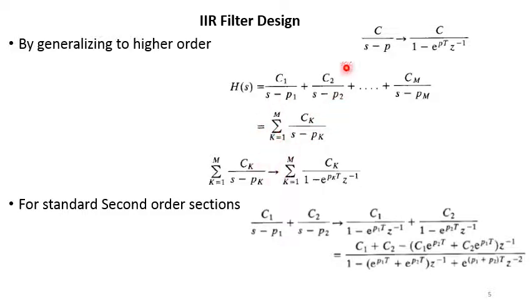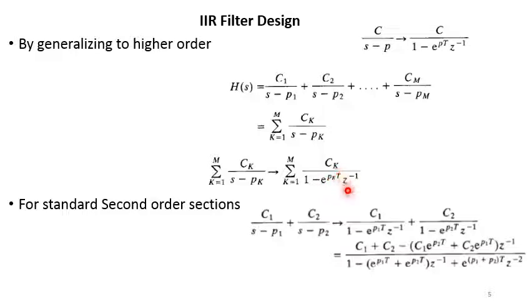Now generalizing, because when H(s) consists of a single term, that is C over s minus p, then we have this formula, right? This corresponds to this. Okay, so similarly when we have multiple terms here, again we can write summation k running from 1 up to m of Ck over 1 minus e power pkT z inverse.